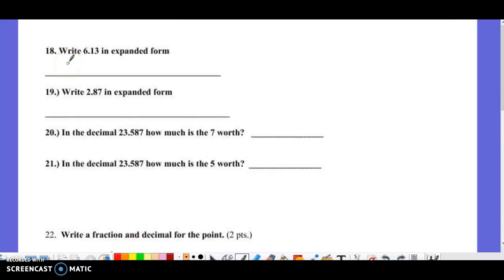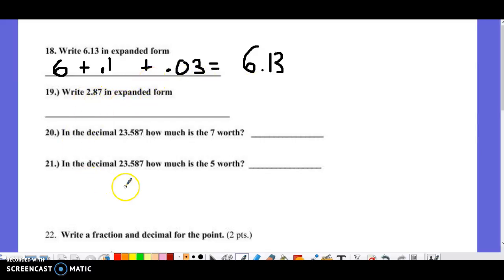Expanded form for 18 and 19 is a little bit more tricky. Really, all you're doing is telling me what each of these digits is worth. Well, a 6 in the ones is going to be nothing more than 6. And expanded form tells me that I'm adding all of these. So I'm going to then add it, and because it's a decimal, I'm placing it in decimal or fraction form. So I'd have a point and a 1 in the tenths place value, plus a point, a 0 in the tenths, and a 3 in the hundredths. And that's because 6 in the ones plus 1 tenth plus 3 hundredths would be equivalent in standard form to 6 and 13 hundredths. You do the same thing for question number 19, except you have 2 and 87 hundredths.